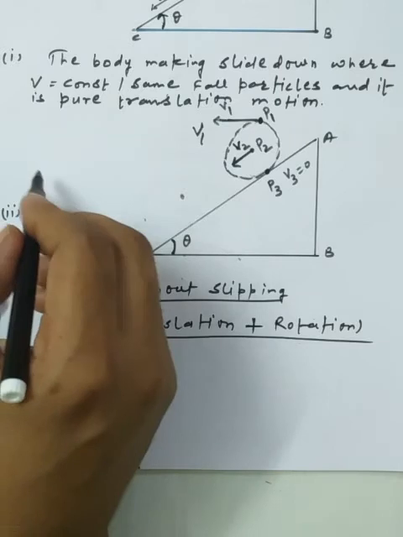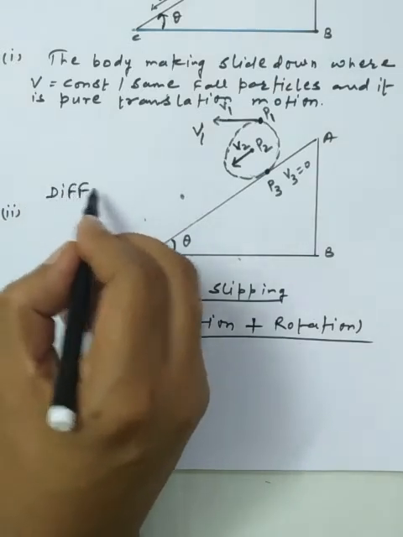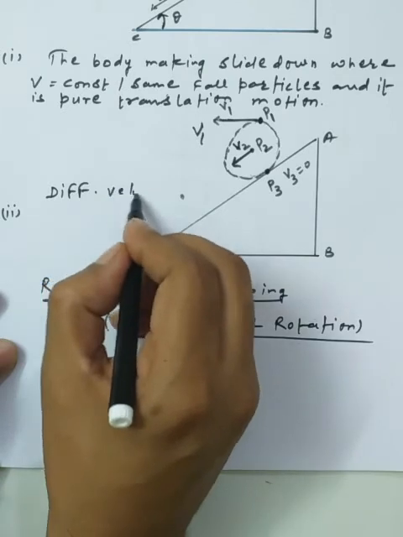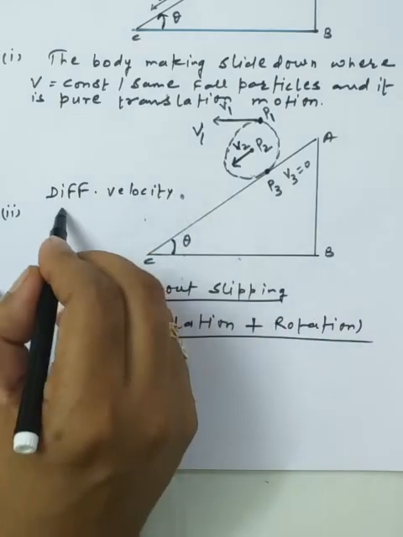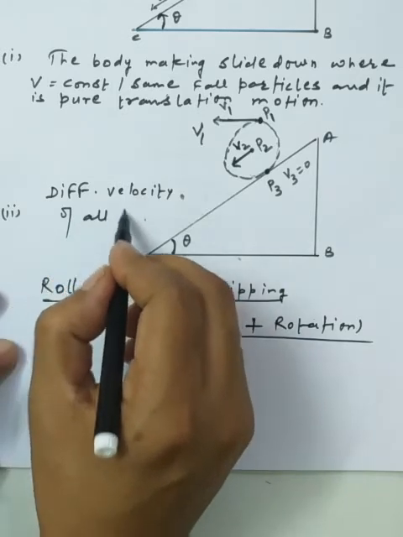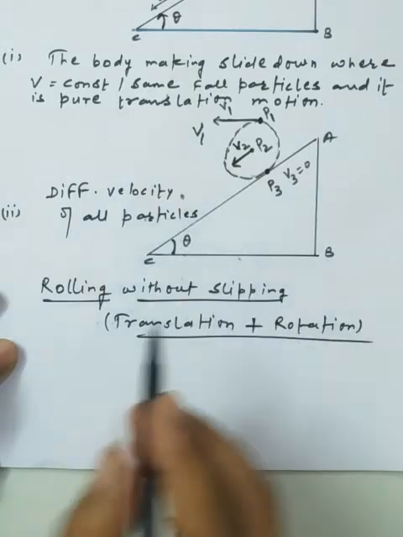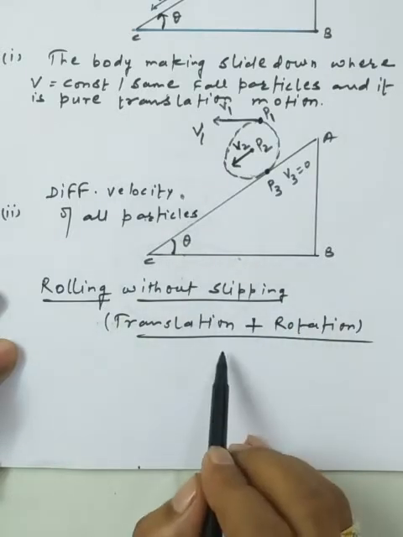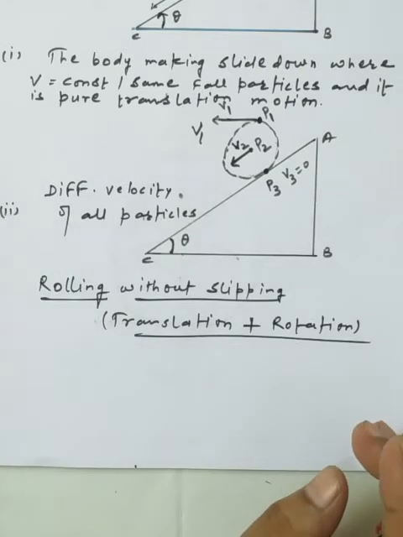So here one of the specifications is the different velocity of all particles. In case of rolling without slipping, that is a combination of translation plus rotational motion. So this is one of the important concepts we have.